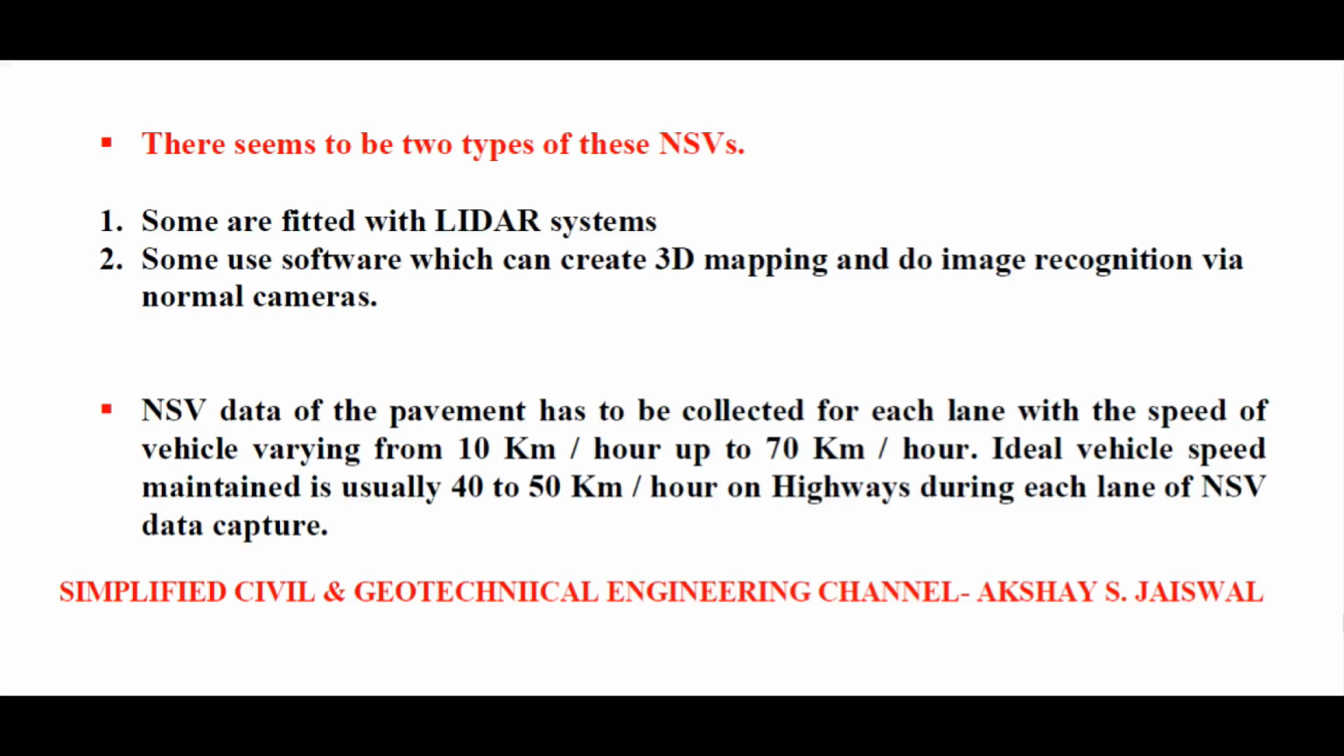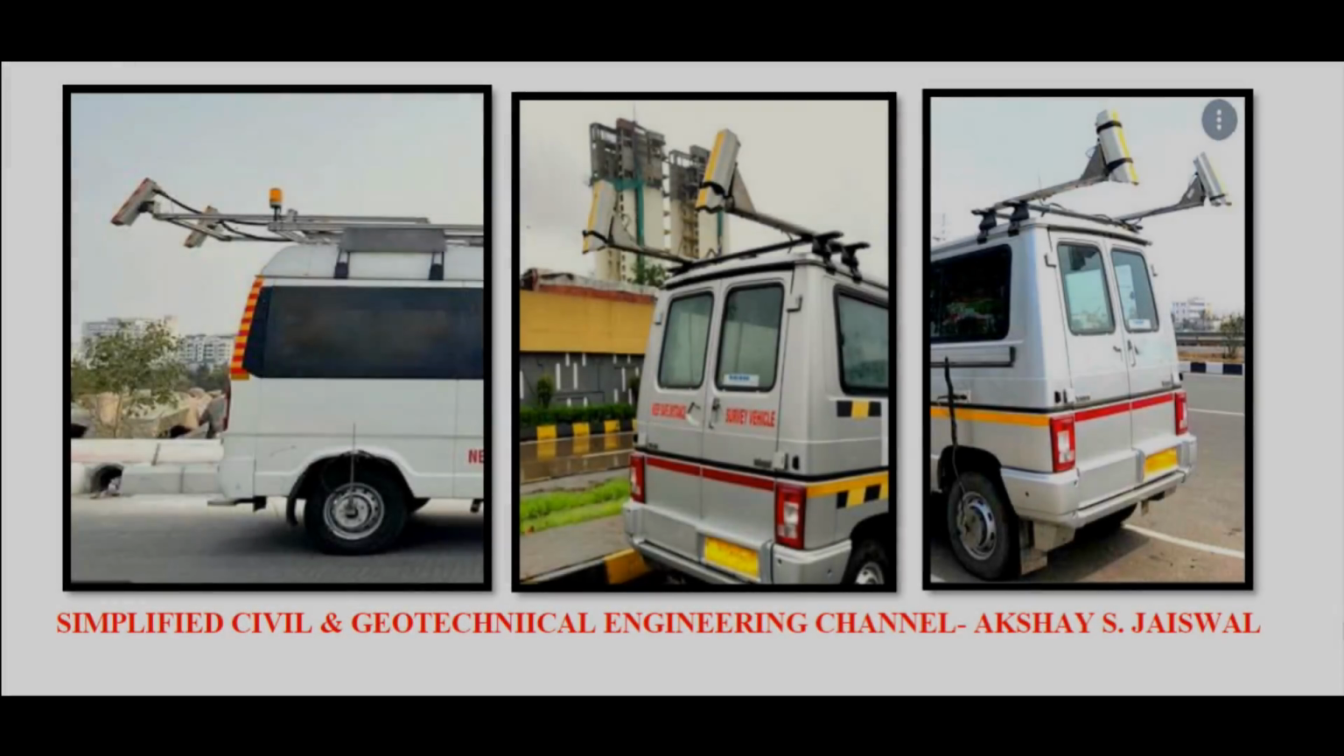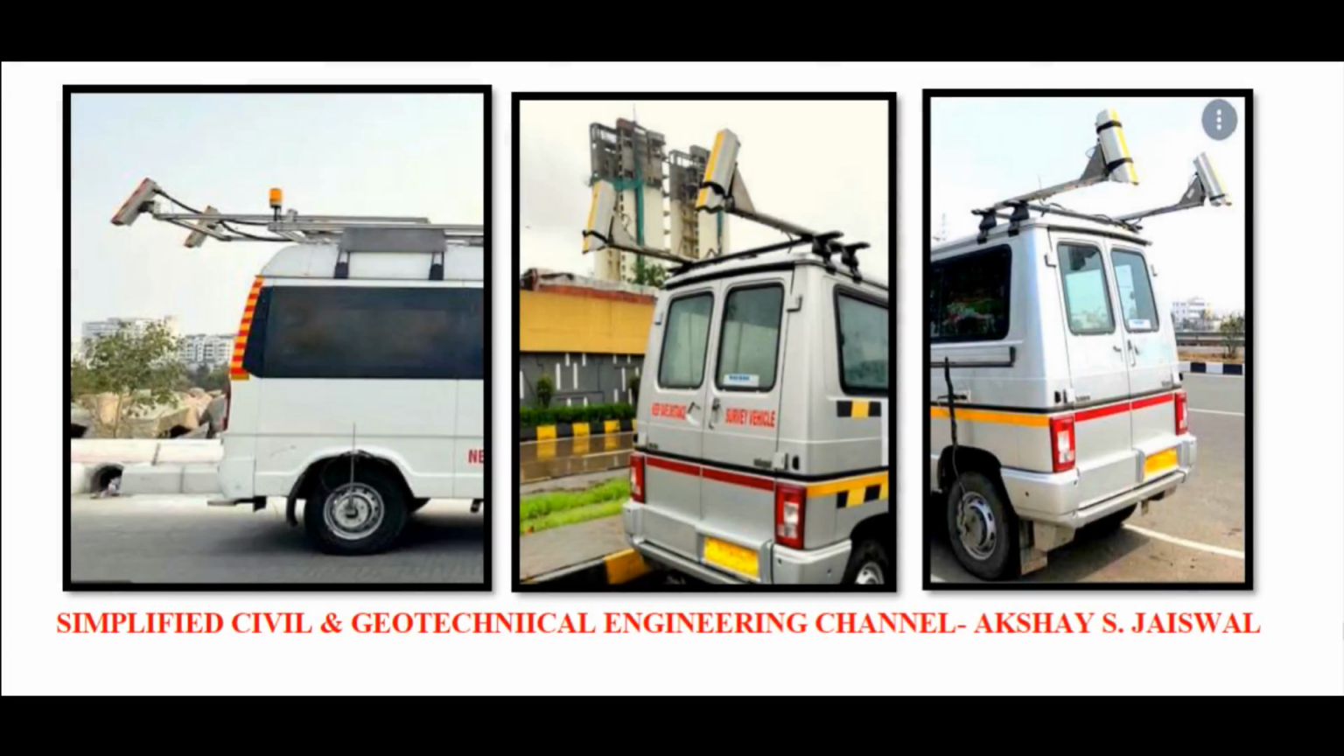NSV data of the pavement has to be collected for each lane with the speed of vehicle varying from 10 km per hour to 70 km per hour. Ideal vehicle speed maintained is usually 40 to 50 km per hour on highways during each lane of NSV data capture. Each run of NSV with pavement camera can capture about 3.5 meter width of highway. Multiple runs are usually required for capturing more than one lanes on highways and expressways as per the project requirements.